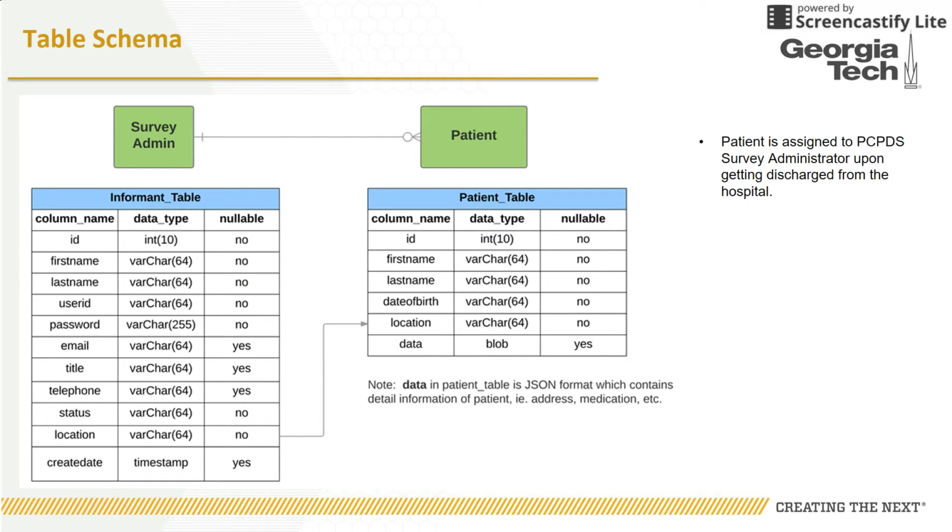The database table schema contains two tables: the survey administrator and the patient. The patient table will have the information on the patient, and it also contains a JSON file which will have detailed information of the patient record. The patient, upon discharge from the hospital, is assigned to a survey administrator. The survey administrator table will have the administrator details, their affiliation to any hospital or facility, and their user credentials.